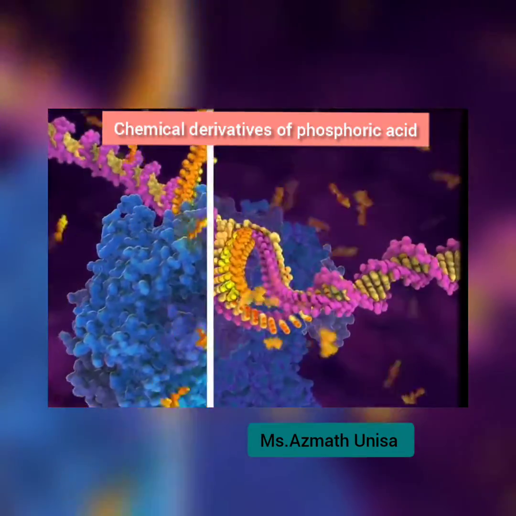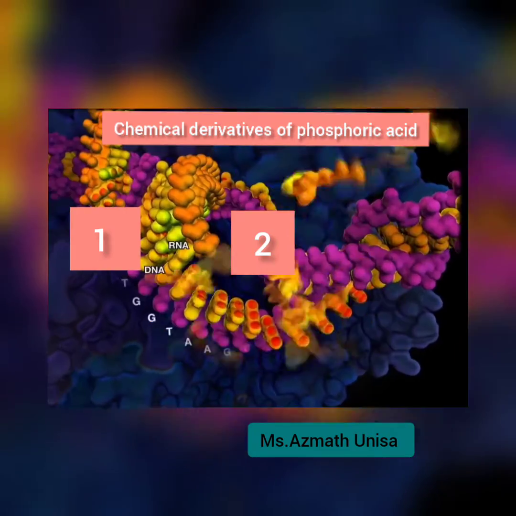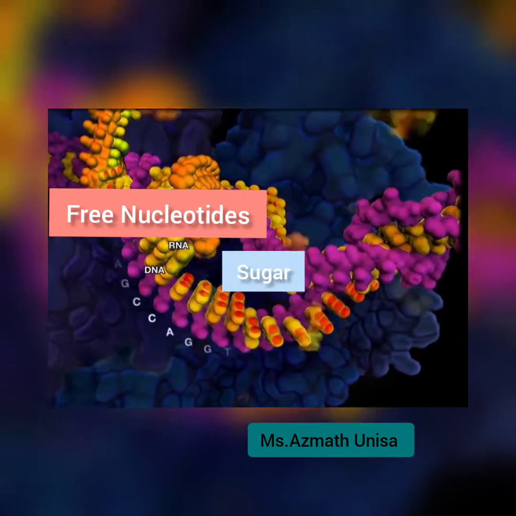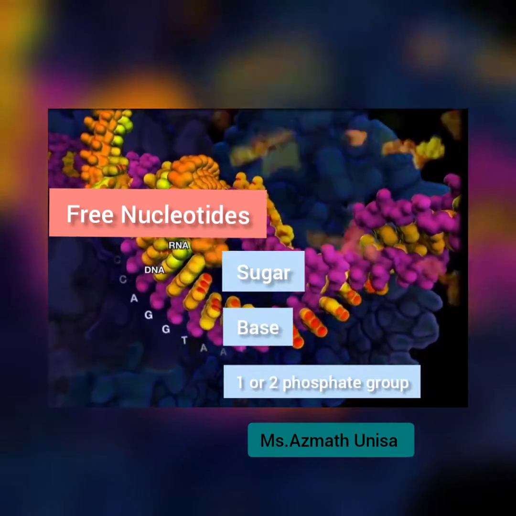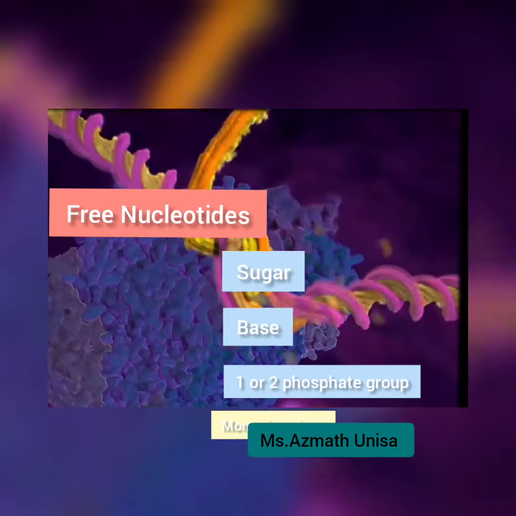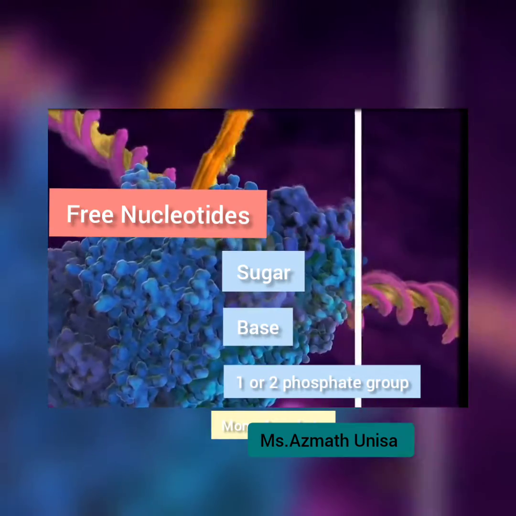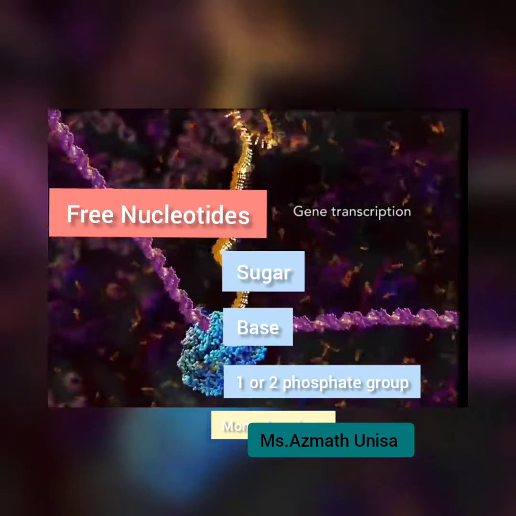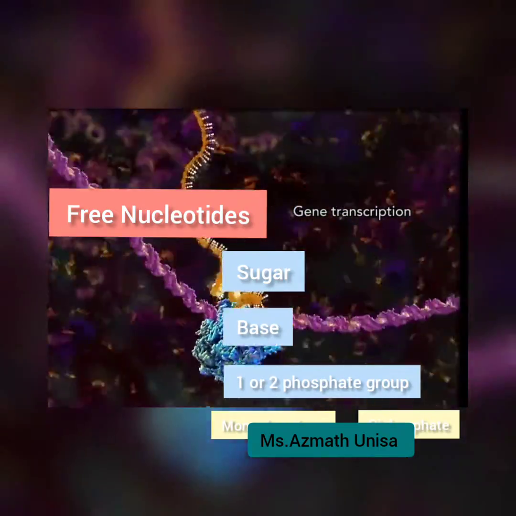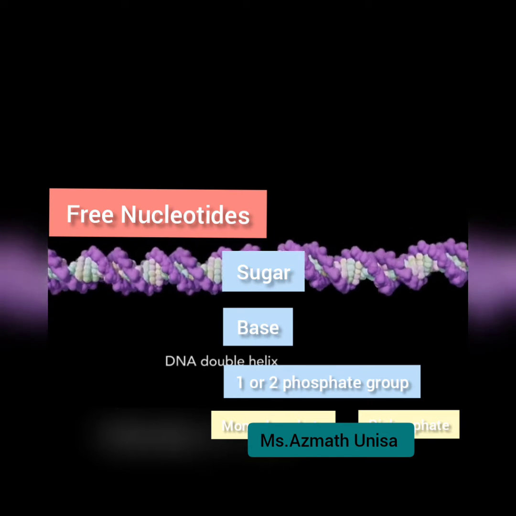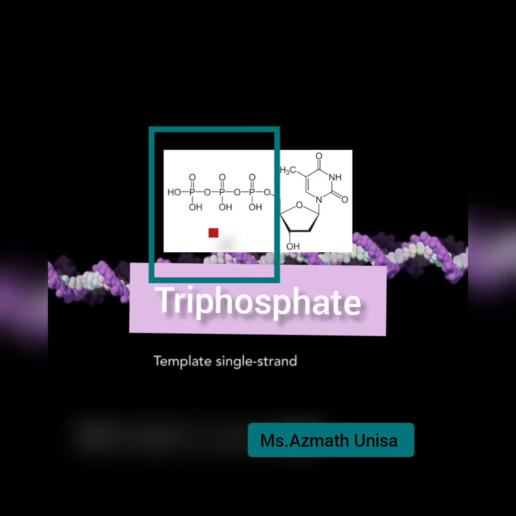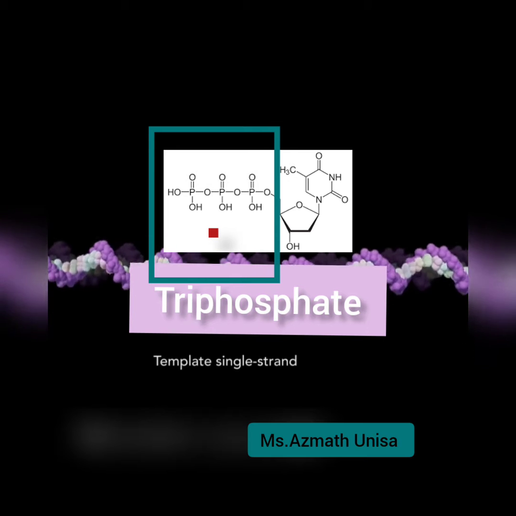Each nucleotide is made up of 1, 2 or 3 phosphate groups. Free nucleotides can be made up of a sugar, a base and 1 or 2 phosphate groups. Therefore, they are known as either monophosphate if it has one phosphate group, or diphosphate if it has 2 phosphate groups. So the nucleotides that bond together to make the nucleic acid in DNA and RNA are triphosphates. It means they have 3 phosphate groups.